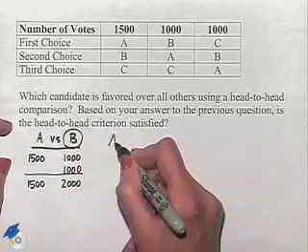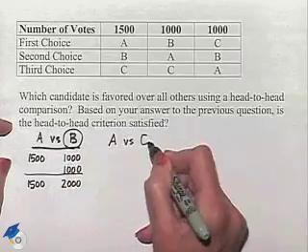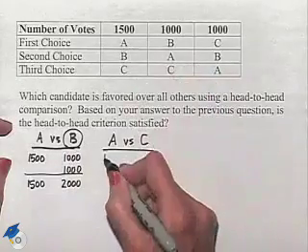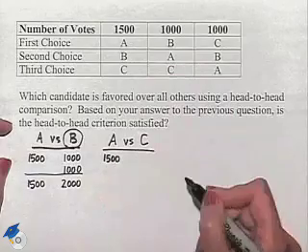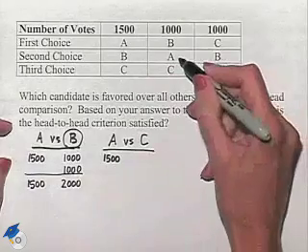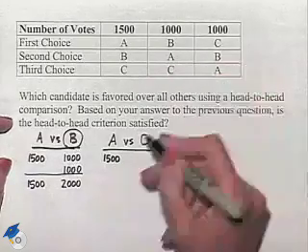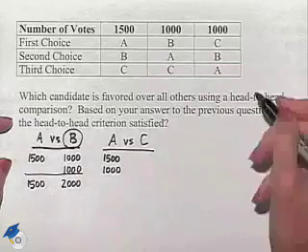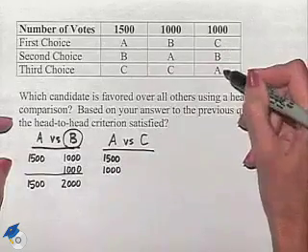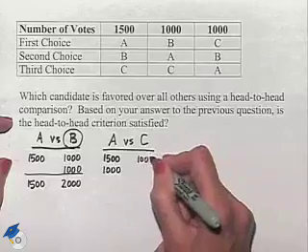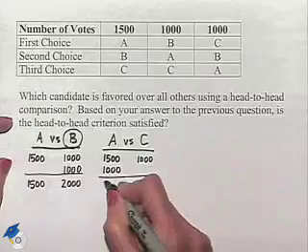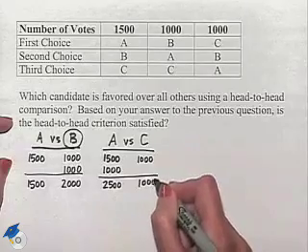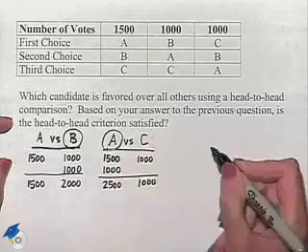Let's now look at A versus C. In our first column, A is ranked above C, so we'll put the 1,500 votes under A. In our second column, A is ranked above C, so we'll give A the 1,000 votes from that column. In our last column, C is ranked above A, so we'll give the 1,000 votes to C. We'll have 2,500 votes for A and 1,000 votes for C, giving A this win.